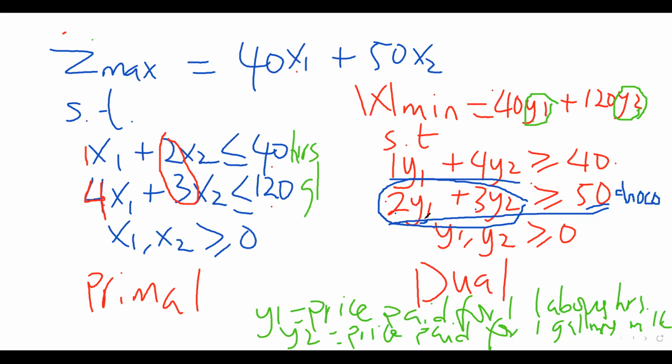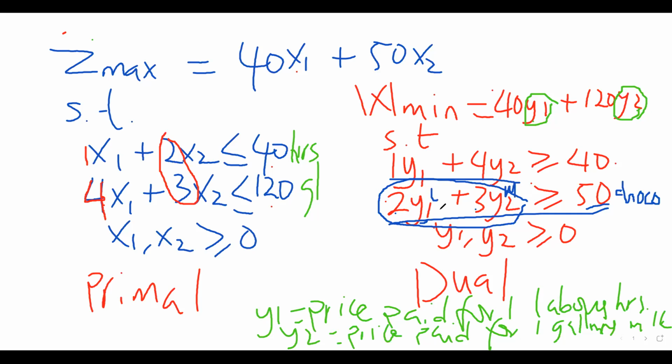So the 2Y1 and 3Y2 is what you are actually going to pay to be able to get those resources: the resource of labor, where Y1 is the price you pay for the labor, and then the price for the milk. So you need that 2Y1 plus 3Y2 to be able to produce the fanchoco. And so the price you have to pay for these resources should be 50 or more.